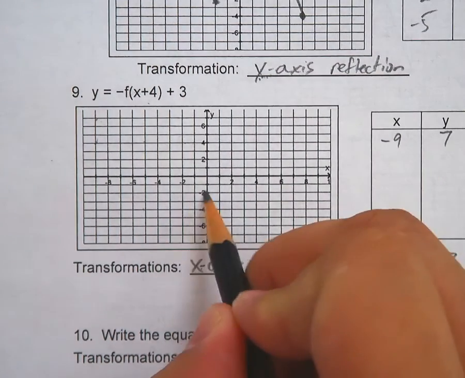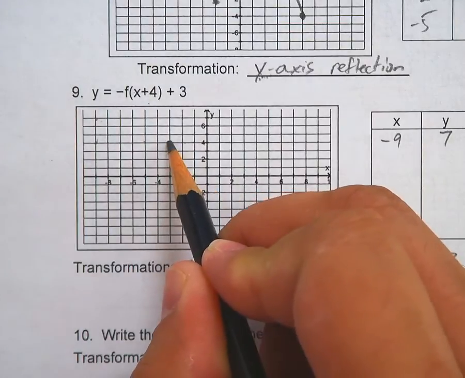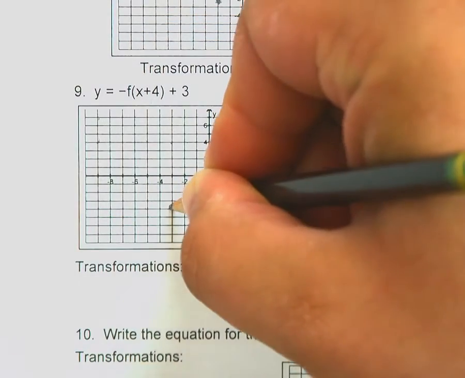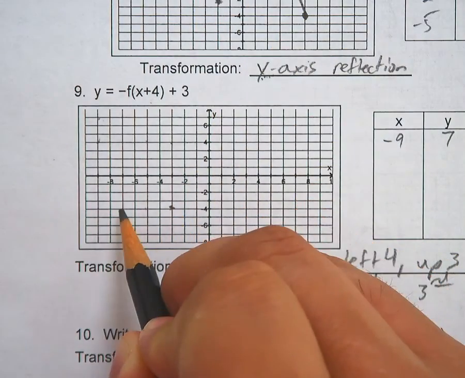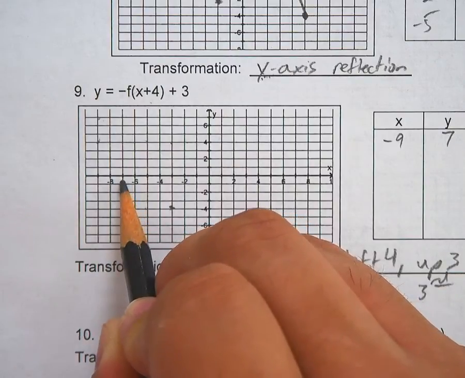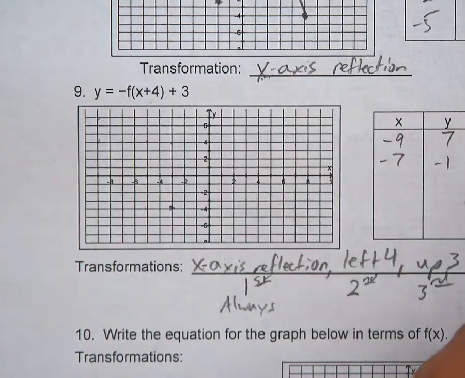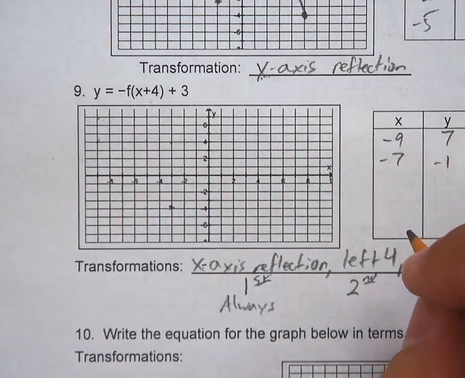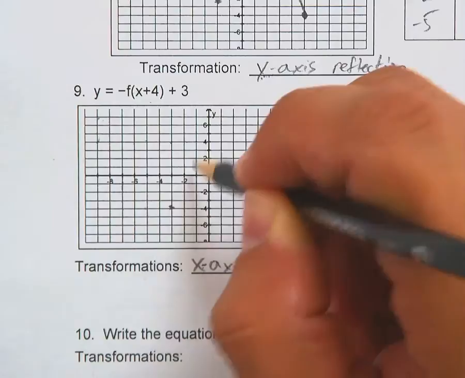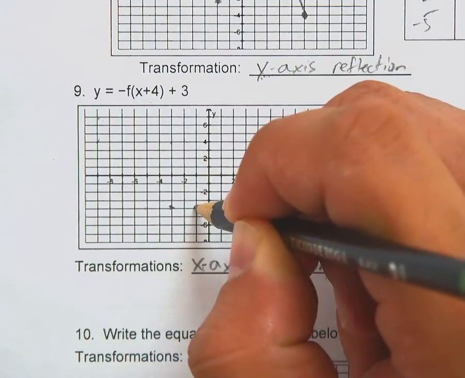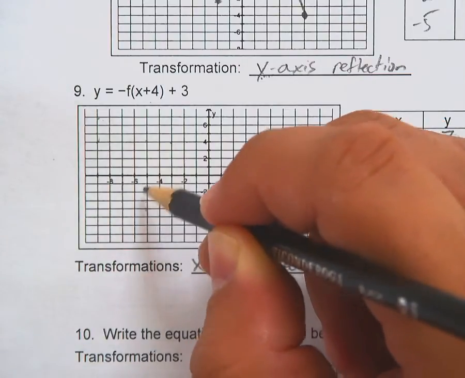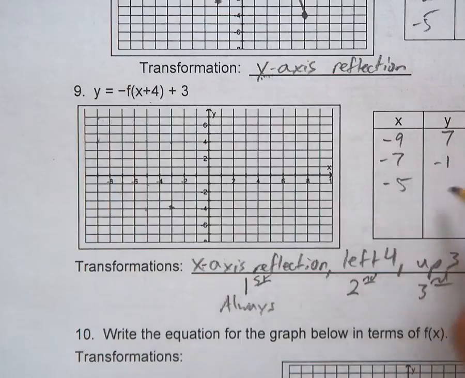So my next point was -3, 4. Do an x-axis reflection. Now you're down here. Go left 4 and up 3. That's going to be -7, -1. Okay. -5, -1, or excuse me, -1, 4. I'm jumping ahead of myself. -1, 4, do an x-axis reflection. So now it's down here. Left 4, up 3. Negative 5, negative 1.